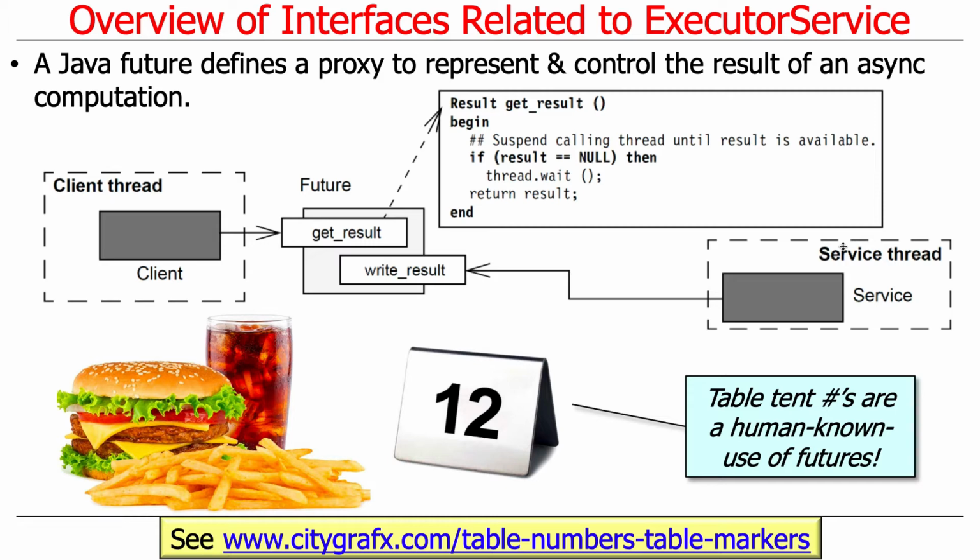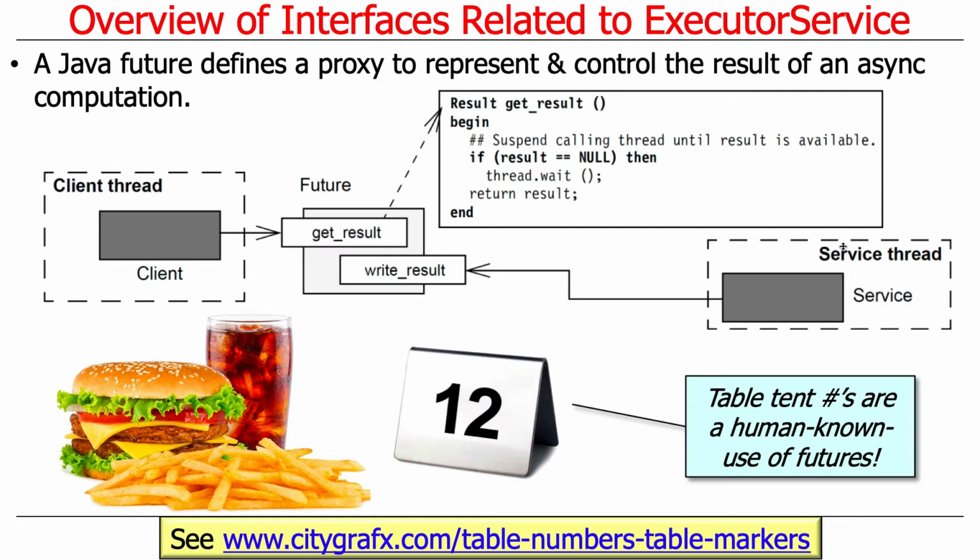I like to think of human analogies, human known-use analogies, for all these technical concepts, especially for concurrency, because it's really much easier in my mind to think about that as you learn the intricacies of the technology. So a good example of futures in everyday life is the concept of table tent numbers. If you go to a restaurant, and you place your order at the cash register, they don't just give you the food, they give you a table tent number.